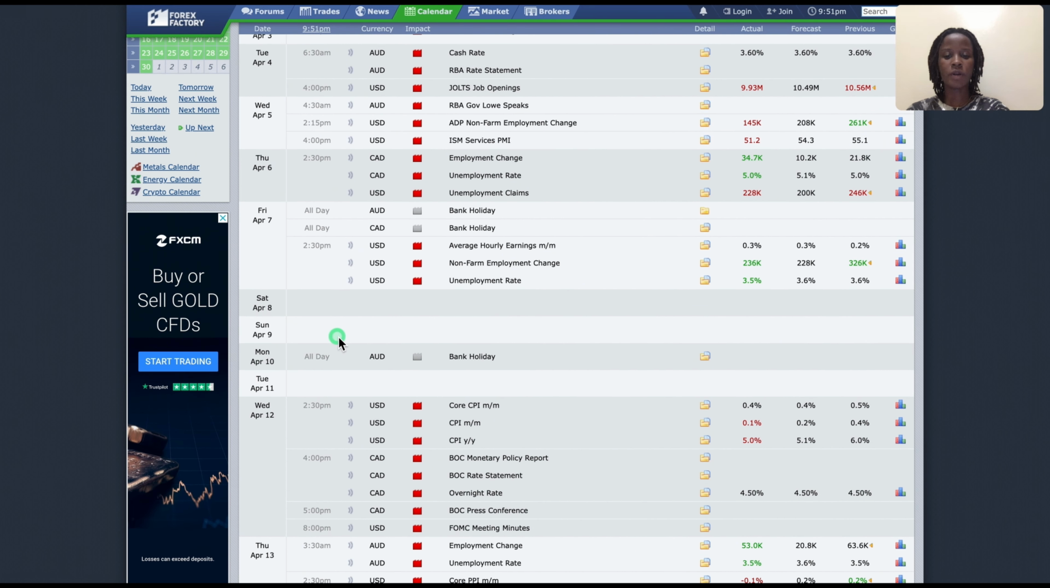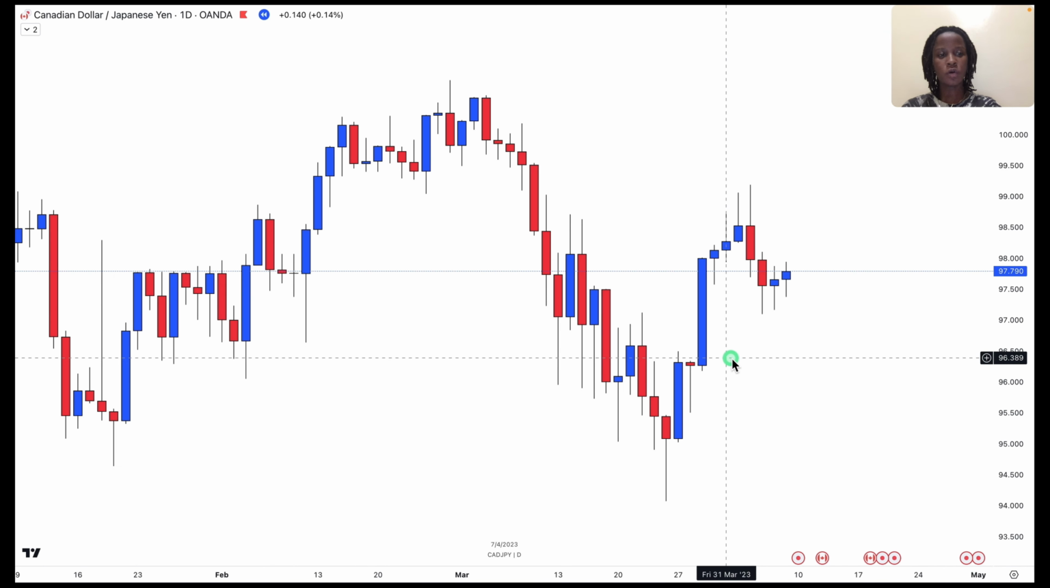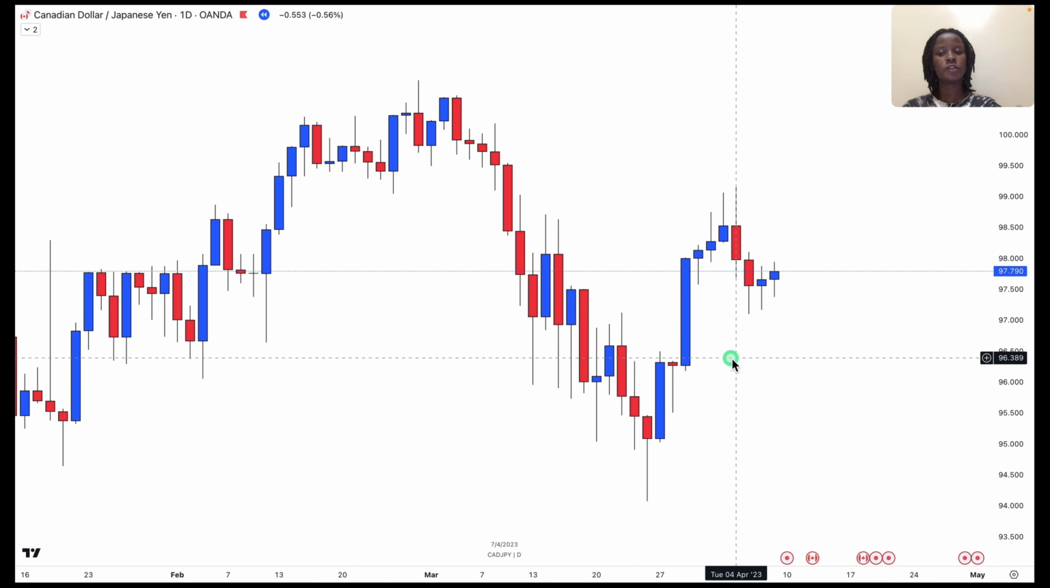So let's go right now to Monday, April 10th. Let's go to daily and see if the daily rule is actually checked out on this day of April 10th. Going to daily, remember we can only trade on Monday if the candle on Friday actually closed bullish. We cannot be trading on Monday if the candle on Friday closed bearish.